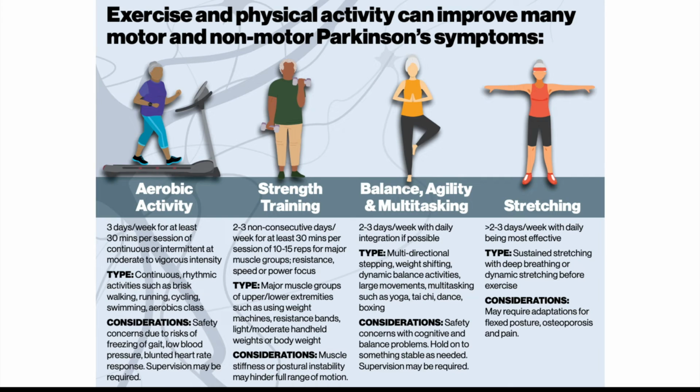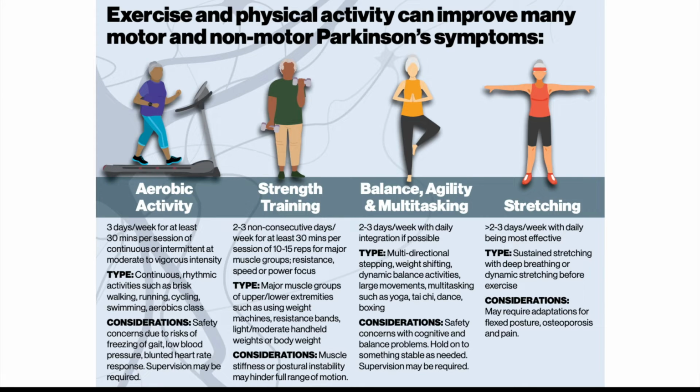Here are the recommendations for each of the types of exercise mentioned earlier. For aerobic activity, it's recommended to do 3 days a week for at least 30 minutes per session of continuous or intermittent at moderate to vigorous intensity levels. Types of aerobic activity include brisk walking, running, cycling, swimming, or an aerobics class. Supervision may be required during this activity due to safety concerns of freezing gait, low blood pressure, or a blunted heart rate response to the aerobic activity.